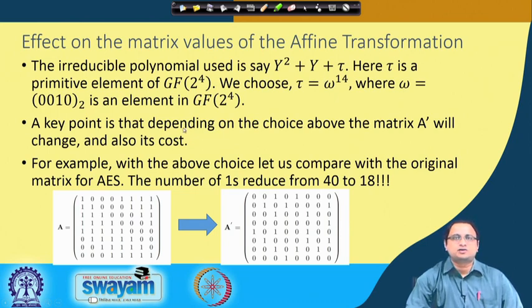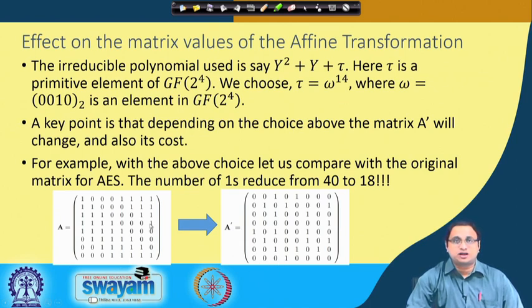So, you can have different such possible candidates that you can choose, but it is important to note that tau is a primitive element of GF to the power of 4. As we know, there are different primitive elements of GF to the power of 4, so you can play around with those values, and if you choose different values of tau, you will get different choices for the matrix A or A dash also. A key point is that depending on the choice above, the matrix A dash will change, and therefore, it will have different 0 1 values. Like for example, in this case, the matrix A has been transformed into A dash, and it looks like this.